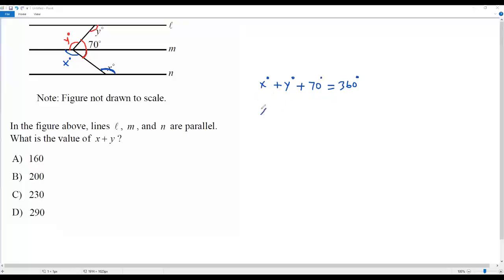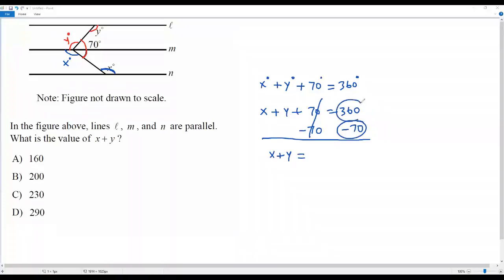Okay, now let's simply write x and here y, and plus 70 equals 360, without degree symbols. Now I subtract 70 from both sides because my aim is to get the value of x + y according to the question. So for that I have to get rid of this plus 70. For that I subtract 70 from both sides. Plus 70, minus 70 will cancel out. I get x + y equals, when I subtract 70 from 360, I'm getting 290. So the value of x + y is 290. So the correct answer choice for this question is option D.